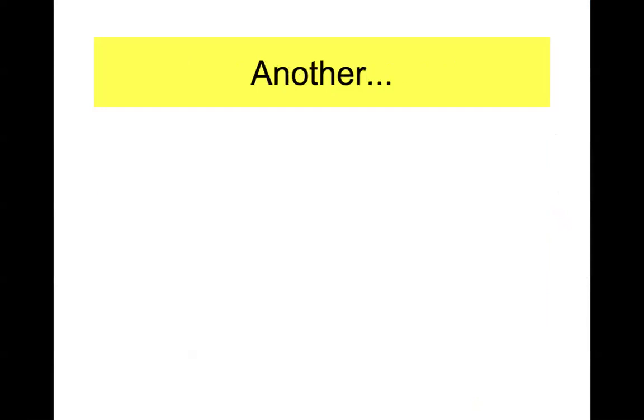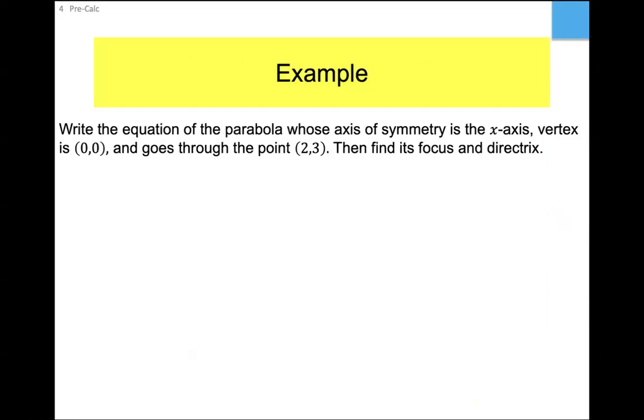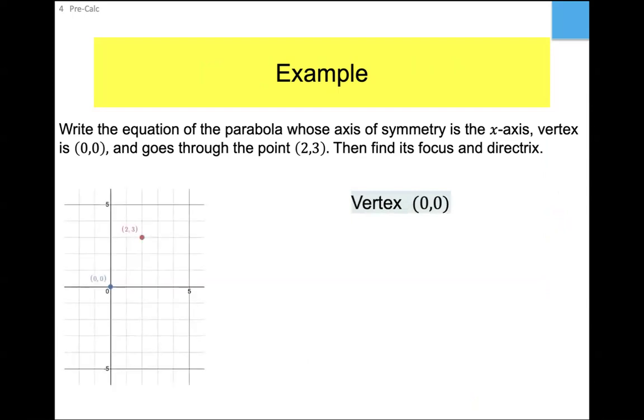All right. So maybe do that one more time. Write the equation of the parabola whose axis of symmetry is the x-axis, the vertex is at (0, 0), and it goes through the point (2, 3). So the vertex is (0, 0). That goes through the point (2, 3).